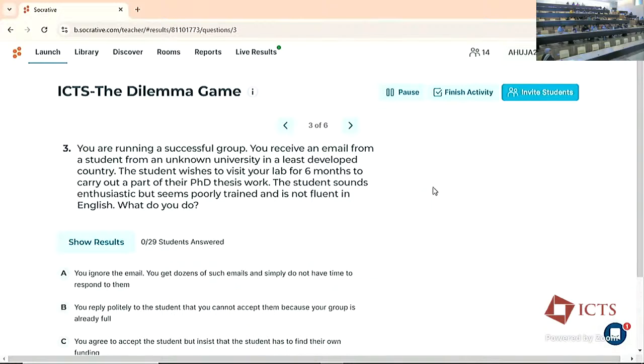So you are running a successful group and you receive an email from a student from an unknown university in a least developed country. The student wishes to visit your lab for 6 months to carry out a part of their PhD thesis work. The student sounds enthusiastic but seems poorly trained and is not fluent in English. What do you do?